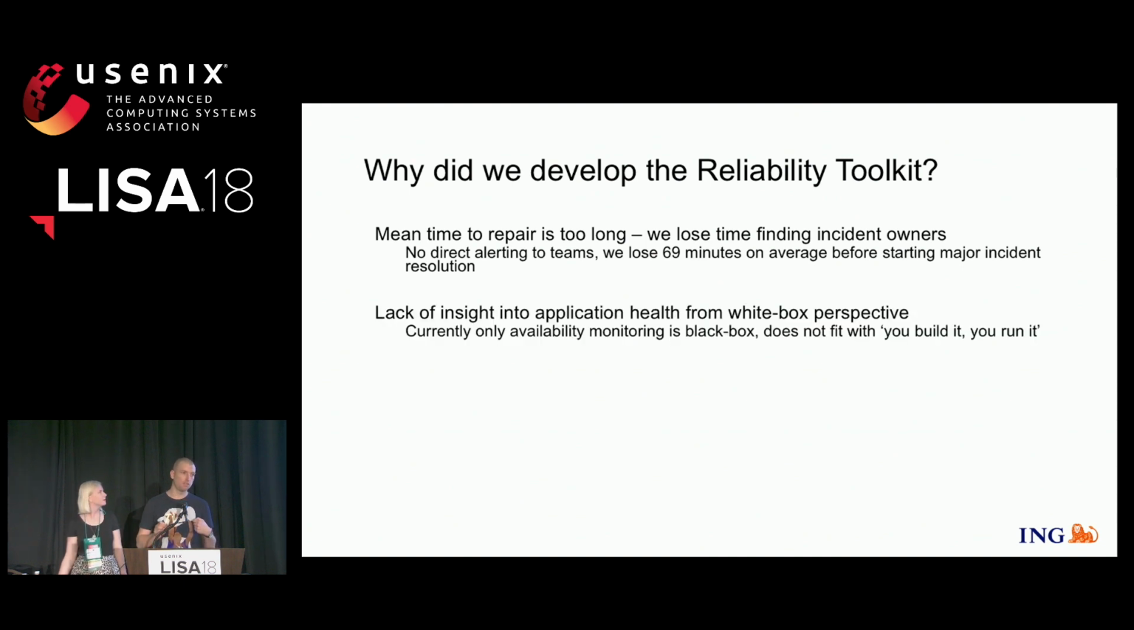So the other reason why we chose to start with the Reliability Toolkit is that we measured the availability of our business functionalities. But when we arrived at a team after a postmortem or something, and we asked them, okay, what's the availability rate of your application? Most of the teams weren't able to answer that question.